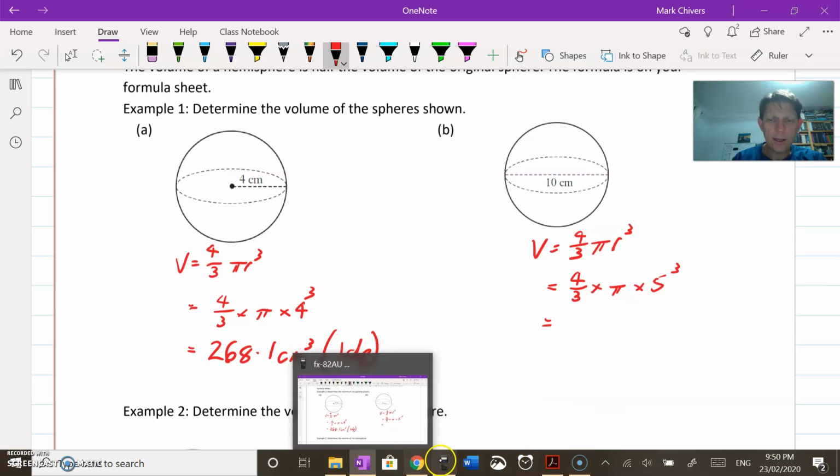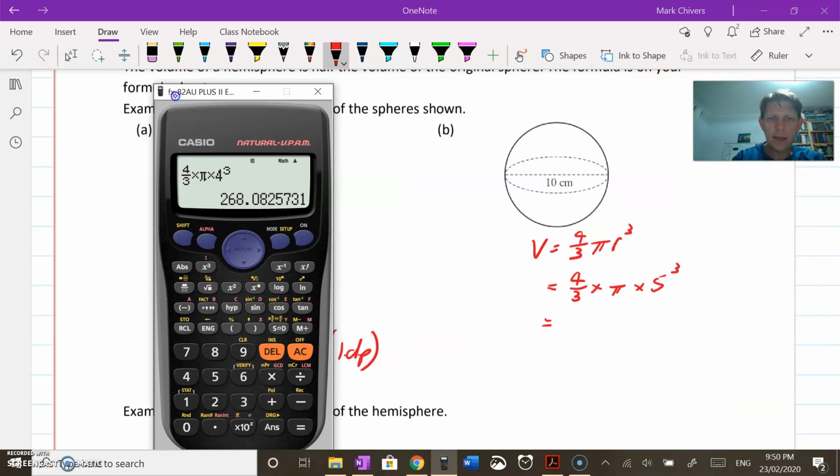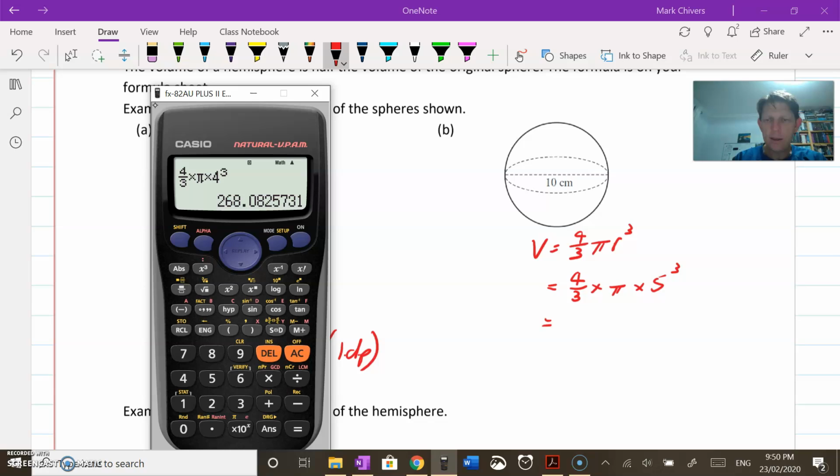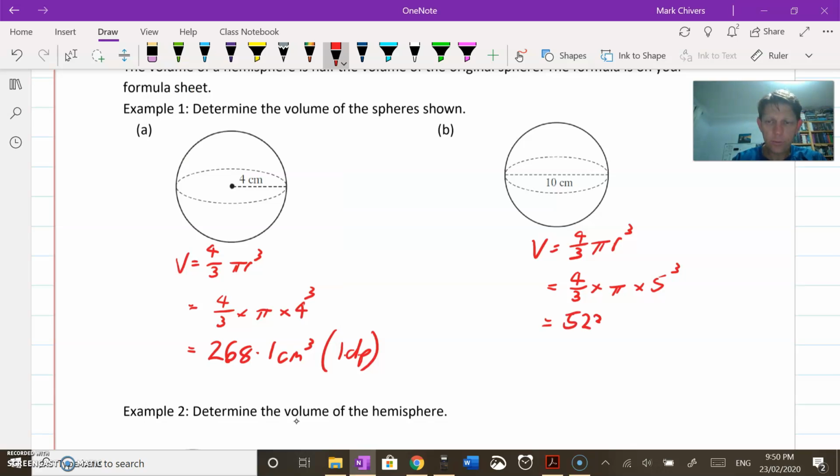So I take my calculator. Now, there's a little trick here with the calculator you can use. Rather than having to type all of that in again, I can just go back using the replay button, delete that one number there, because as I said, with this formula, you only need to change that one thing, press equals, and that's got everything I need. So 523.6, we'll call that. It's in centimeters, so centimeters cubed, and that's again to 1 decimal place.